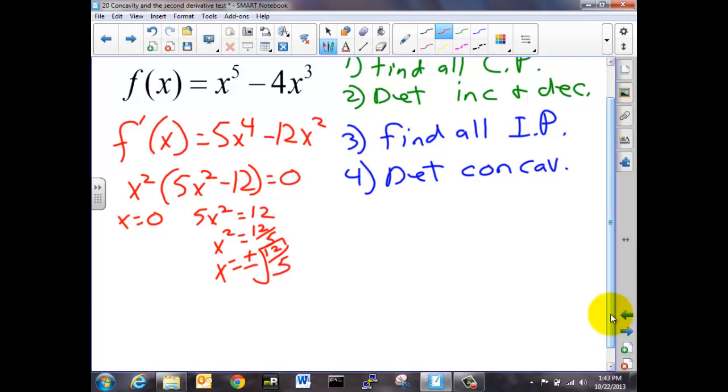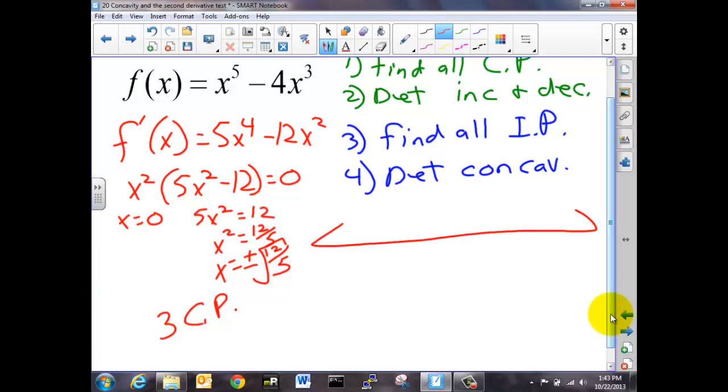Just leave it like that. Yeah. Okay? That's what I want. All right, so now let's do our sign line for that. 3 critical points.